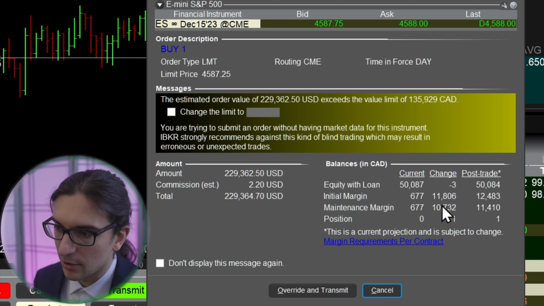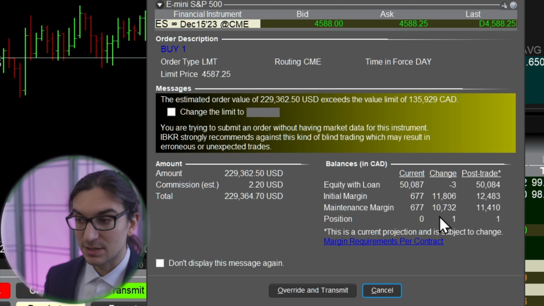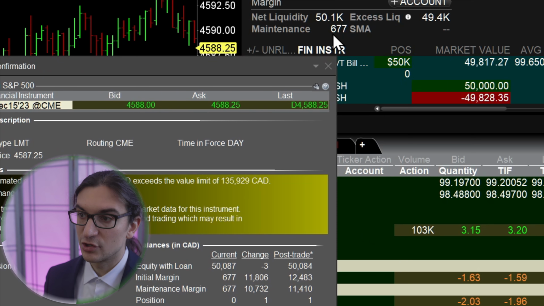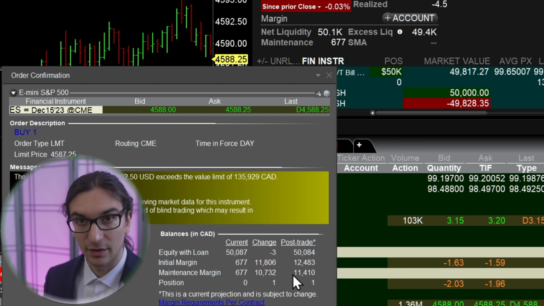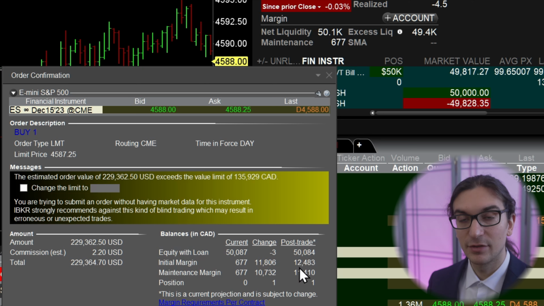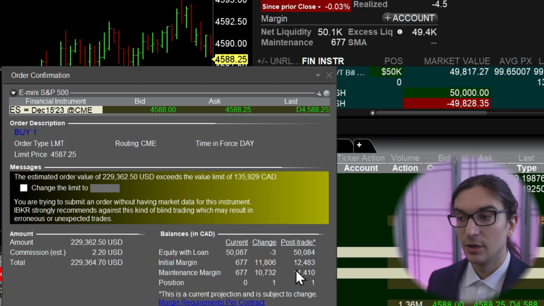But what they're telling us here is that to buy one ES contract, the initial margin is 11,806 and the maintenance margin is 10,732. What this means is that when I put on this position, my maintenance margin is going to jump from 677 and get increased by 10,732, and my new maintenance margin is going to be 11,410. What this means is that I now have to maintain a minimum of that number, 11,410, in the account to avoid being liquidated or margin called.